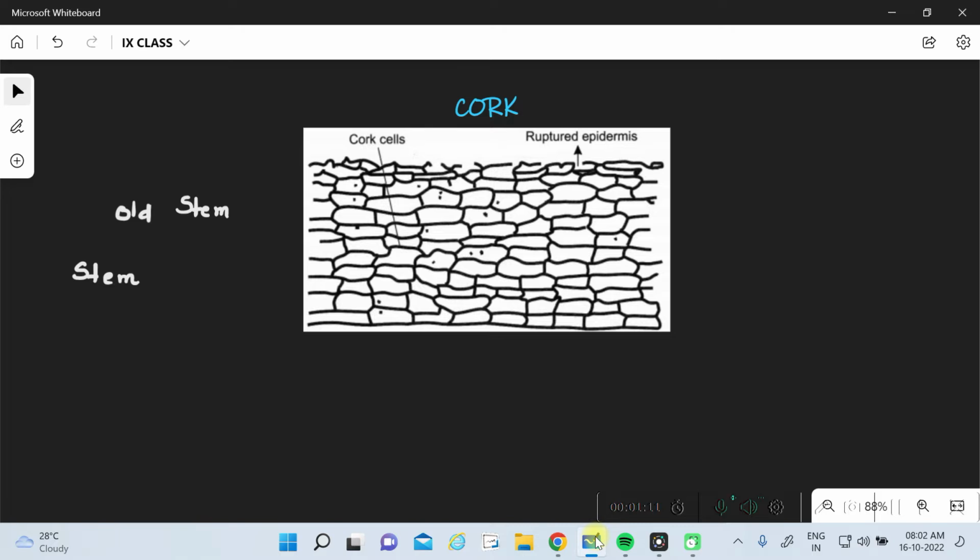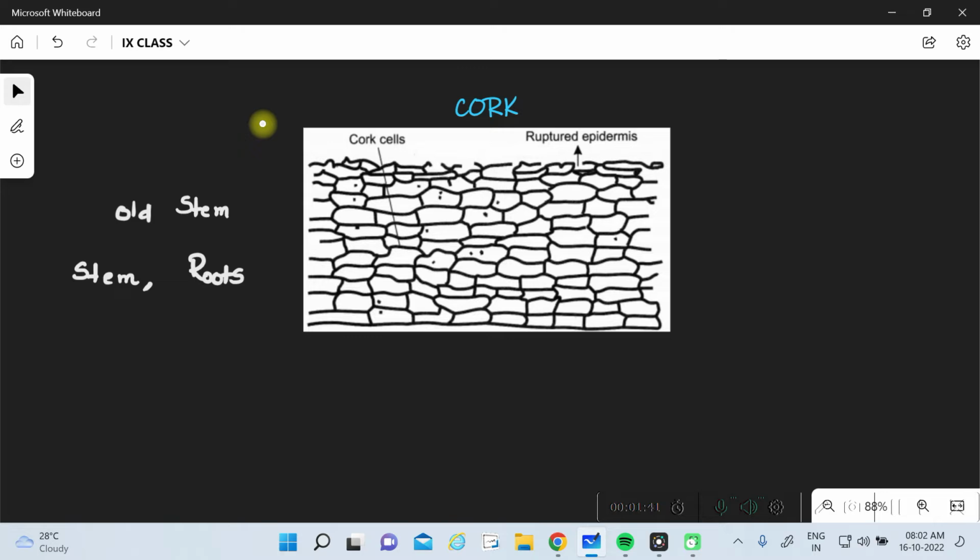So now, cork is one of the protective tissues, and I said it is present in older stems, and often you may see it in old roots also. So these are the two locations where we see cork as a protective tissue. Okay.